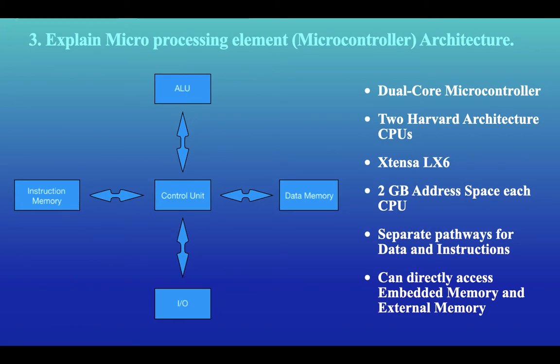Explain microprocessing element architecture. The Espressif ESP32 is an integrated circuit which is a dual-core microcontroller consisting of two Harvard architecture CPUs, namely the Xtensa LX6. It has a 4 GB 32-bit address space which is symmetric between the two CPUs. The control unit here is connected to ALU, data memory, input and output, and instruction memory.